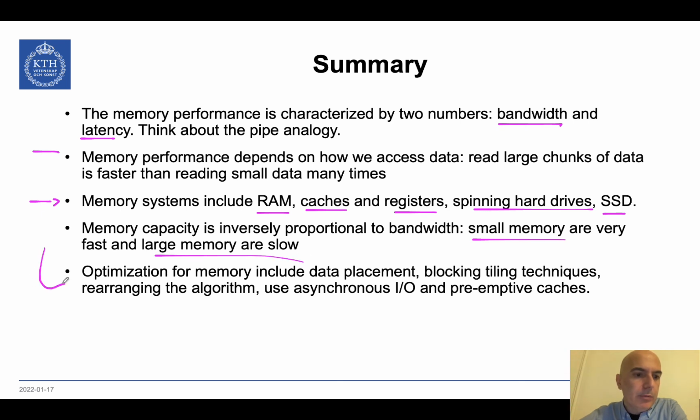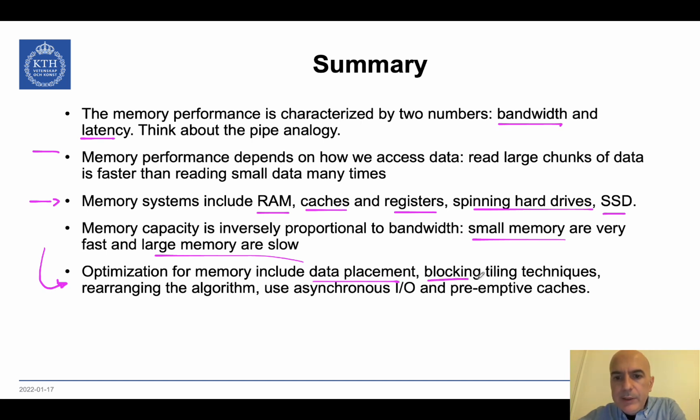Finally, we just did a few considerations about optimized usage of the memories. Optimization for memories includes data placement. So we want to have data that is hot, that we use a lot of times, in the fast memory. So data placement is important. Hot data on the fast memory.